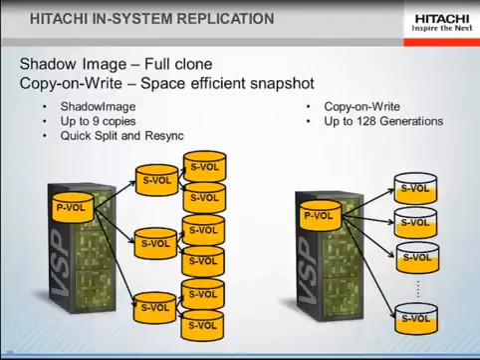In in-system replication, we have two types. The ShadowImage is the full clone. It can create up to 9 copies within the same subsystem. Copy-on-Write is a space-efficient snapshot, and it can provide up to 128 generations of the same dataset.